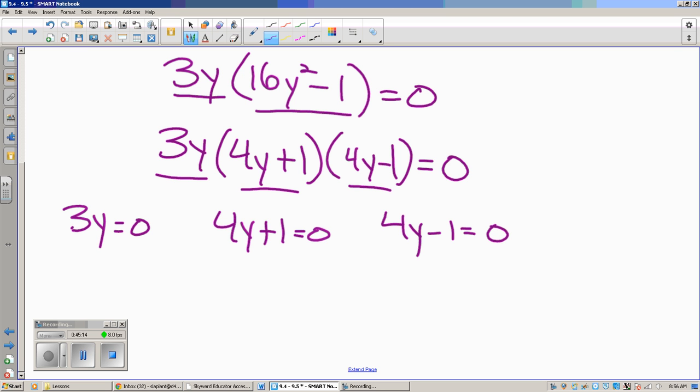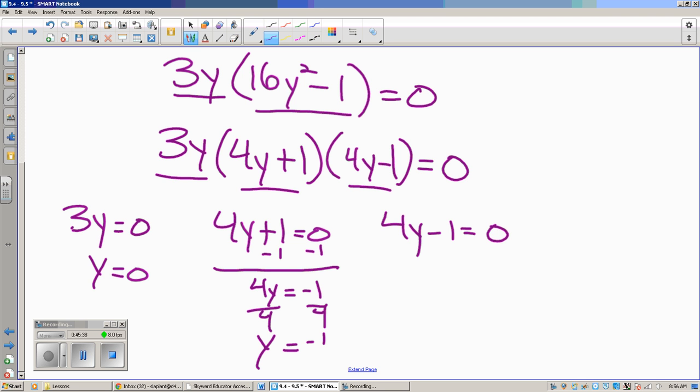So this one, y is going to equal 0. 3 times what equals 0? Well, y equals 0. This is going to equal positive 1/4, and I'll show you, negative 1/4. I'm going to subtract 1 from both sides of the equation. So I've got 4y equals negative 1. Divide by 4. y equals negative 1/4. And this one's just going to equal positive 1/4 because I add 1. I've got 4y equals 1, so y equals 1/4.